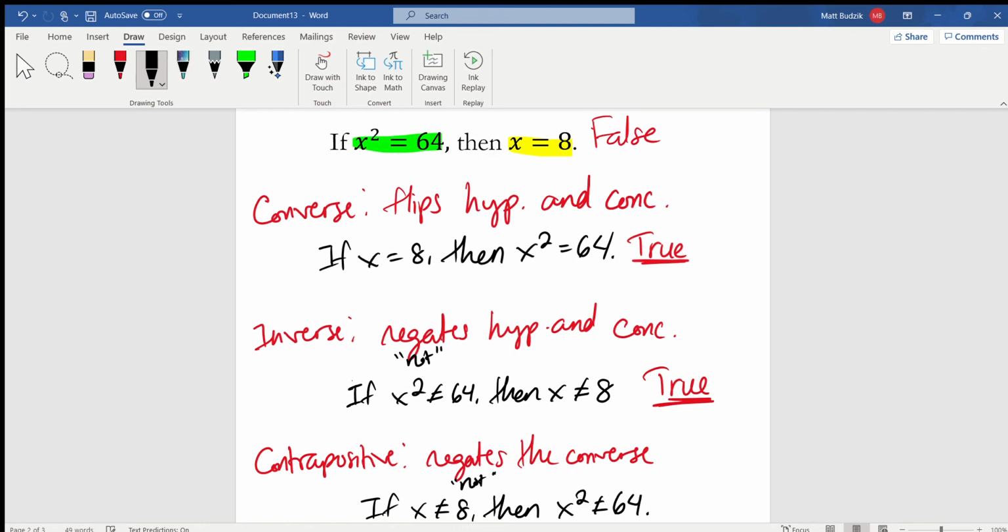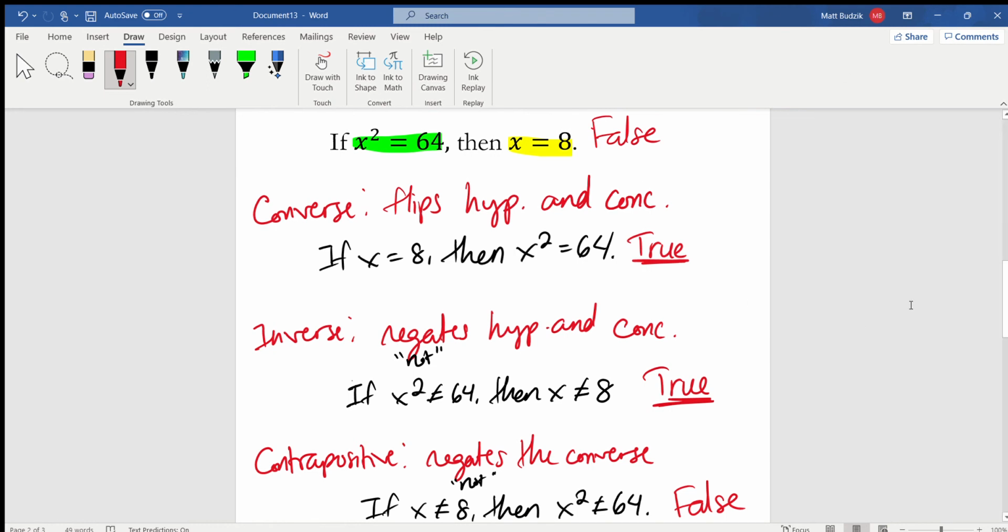If x doesn't equal 8, is there still a way that x squared could equal 64? Yes, there is. Again, if x were to be negative 8, we could still get that x squared is 64. So that is possible, so this is a false statement. Okay? So again, this is kind of just the ordering of the converse, inverse, and contrapositive.